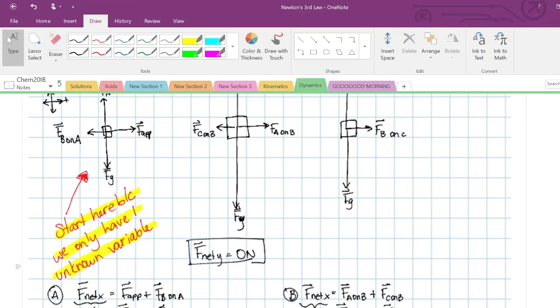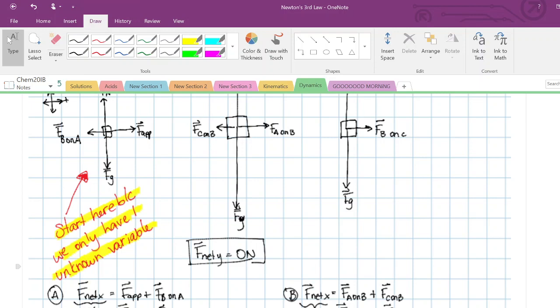Now I know that the net force is the mass of block B times the acceleration, and that's equal to force A on B plus force C on B. And I know that the mass of block B is 4 kilograms. It's also accelerating because they're all moving at the same rate. It's also accelerating at positive 2.1052 meters per second squared.